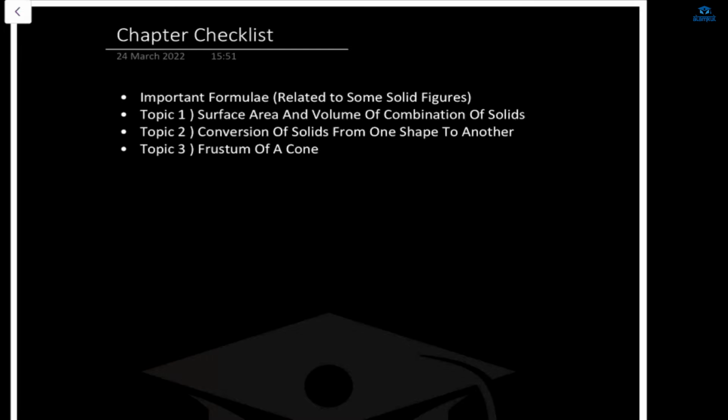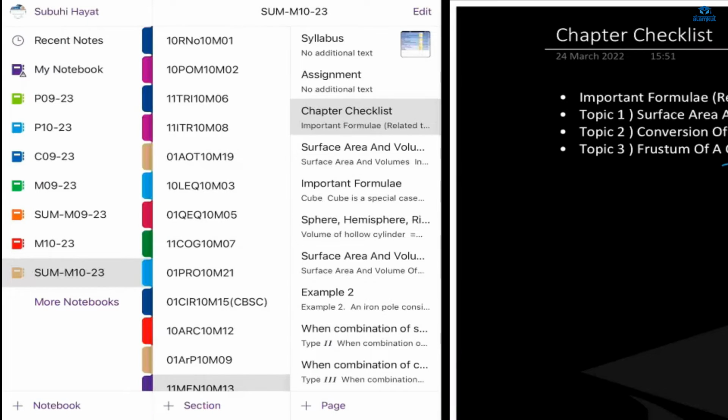The third one is the frustum of a cone. If a cone is there and you cut off the pointed part, that remaining structure is called a frustum. This is an important topic. It's not that the others are not, but this is the most important.